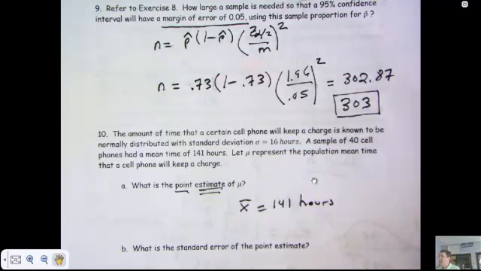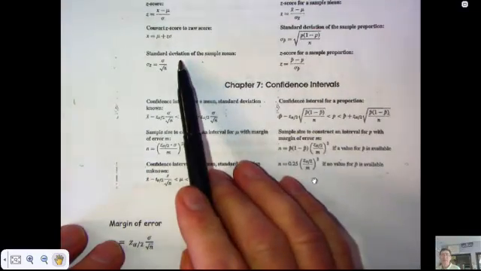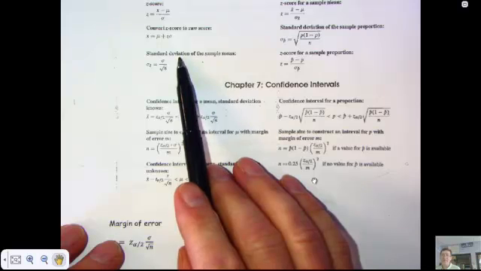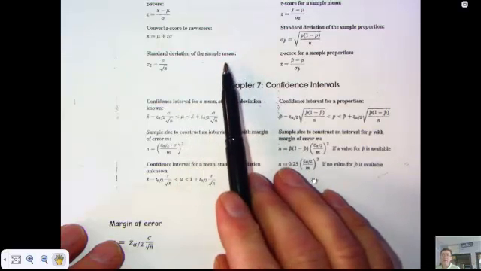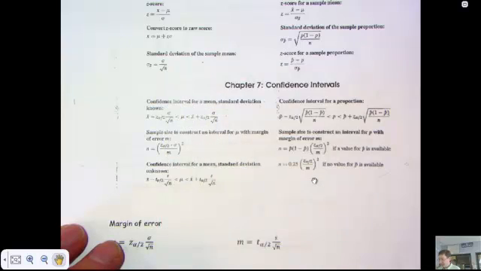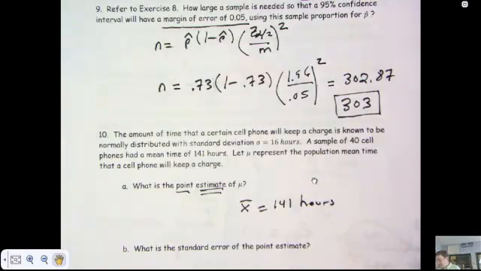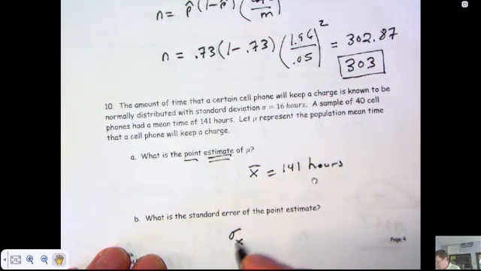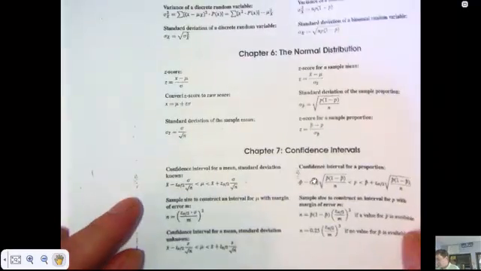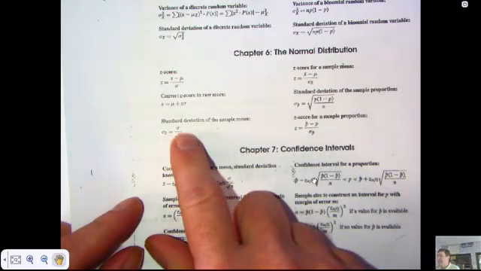Okay. On B, what is the standard error? Now, you've got to be careful on this one. This is not the margin of error, it's the standard error. Now, this problem actually goes back a little bit to chapter 6, but that's on your formula sheet. If we look at this, standard deviation or standard error of the sample mean, this is just this part. The standard error is the standard deviation of the sample mean. Where is that located? Well, it's right here. That's the part that's known as the standard error.